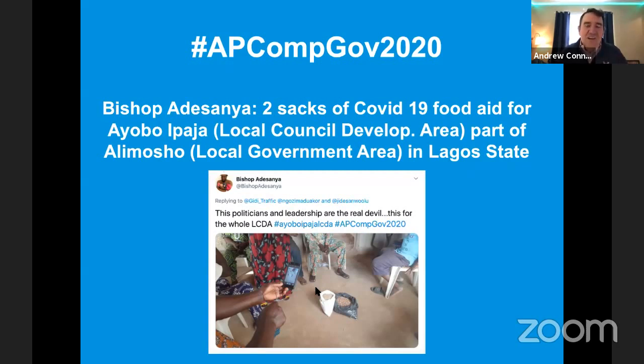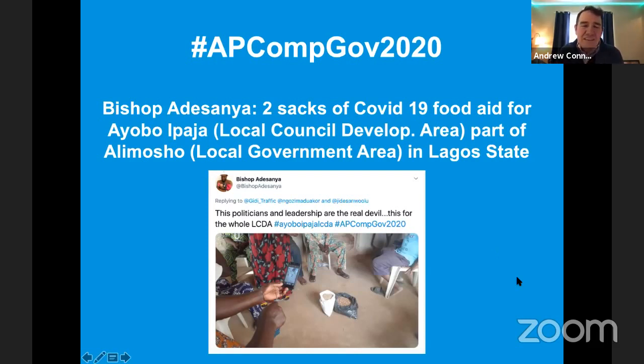I did a little bit of research. And I found out that this particular LCDA, this neighborhood, or this city area, is part of the Alimosho local government area. LGA in Nigeria is their version of a county government, if you would think of a county, and that these are all parts of local government that is actually in Lagos State in Nigeria. And we're going to look at the different states. Nigeria has 36 different states, but within those states, there also are local government areas, and then below that, a more municipal government would be the LCDA. All became part of hashtag APCompGov2020.